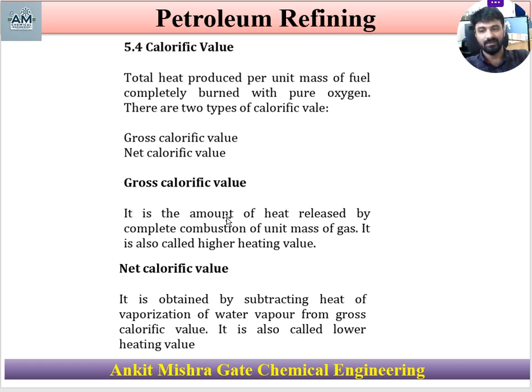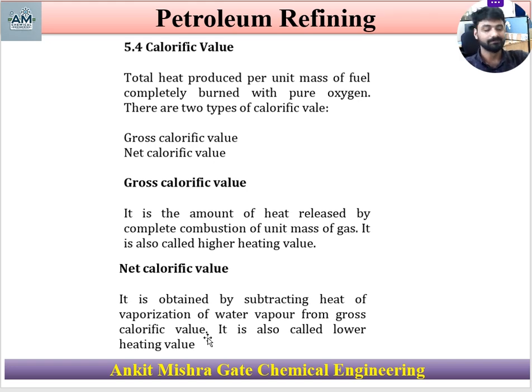So in gross calorific value, the definition is only important here. It is the amount of heat released by complete combustion of unit mass of the gas, right? It is also called the higher heating value. And then net calorific value is obtained by subtracting the heat of vaporization of water from the gross calorific value. So you can say that net calorific value will be equal to GCV, gross calorific value, minus the latent heat of vaporization of water, right? That will be given to you in the problem, and from there you can calculate the net calorific value from the gross calorific value.